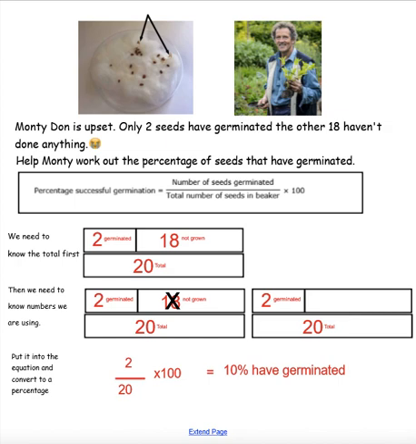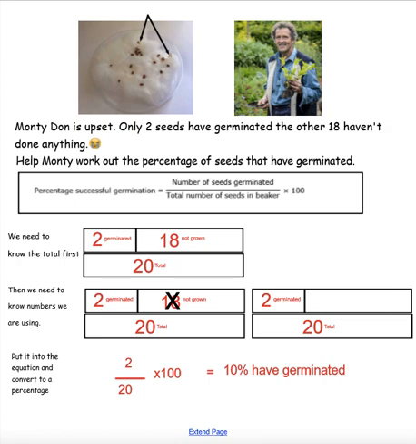If we worked that out, then we should have identified that 2 plus 18 gives us 20 seeds total. 2 divided by 20 times 100 gives us 10% of his seeds that have germinated. So only 10% have germinated.